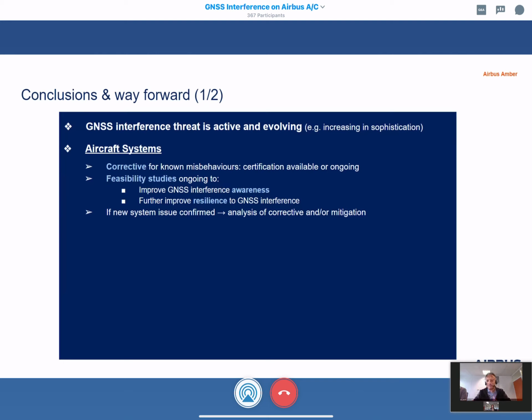So on our side, we're pushing hard our suppliers to decrease the delay for ongoing certification to make those technical solutions available for you as soon as possible. Of course, we have some feasibility studies ongoing to improve GNSS interference awareness, also to improve the resilience to GNSS interference. If a new system issue is confirmed, of course, we will analyze and provide corrective actions or mitigations.